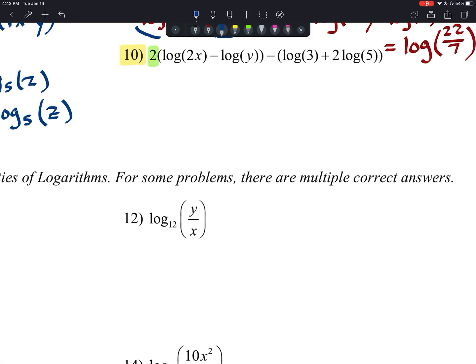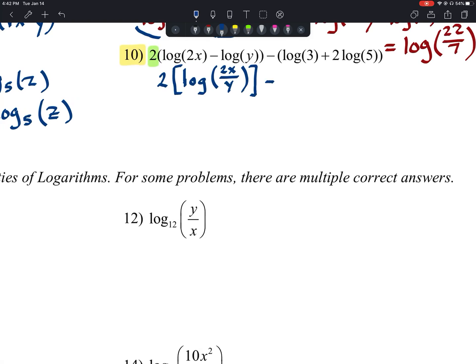So since we have log of 2x minus the log of y, we can use the quotient property and rewrite that as the log of 2x divided by y. Okay, now right now it's still got the coefficient of 2 out in front.